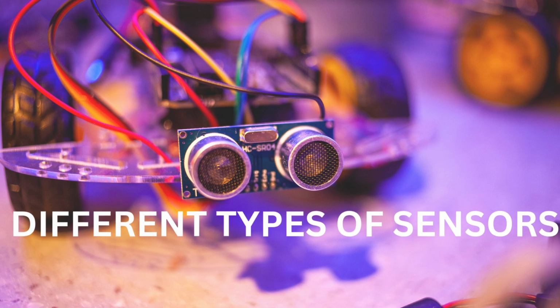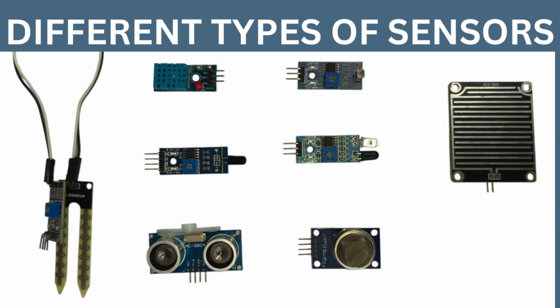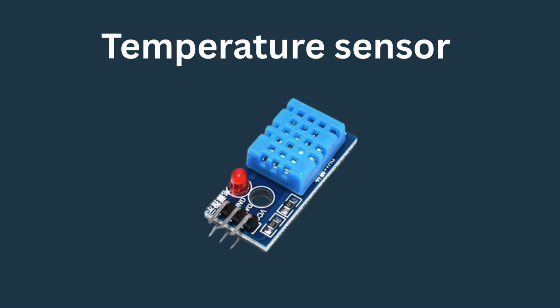Next is types of sensors. There are many types of sensors used in IoT and embedded systems. Today we will explain some commonly used sensors. The first one is the temperature and humidity sensor, namely called DHT11. The DHT11 sensor measures temperature and humidity using a capacitive humidity sensor and a thermistor.